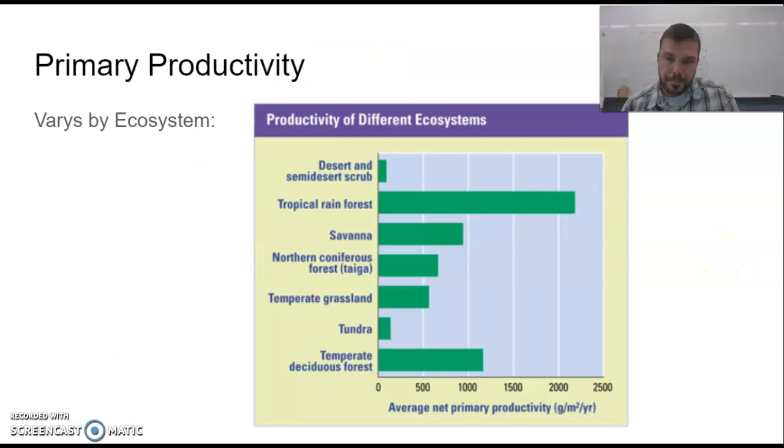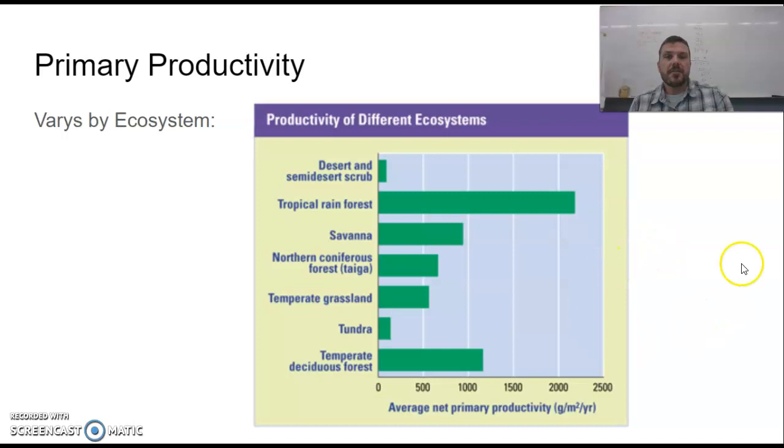So I want to jump back to an idea that I just talked about a second ago, and that idea was the idea of primary productivity. Primary productivity is just how much energy is being produced in grams per meter squared per year. So how many grams of glucose is this particular ecosystem capable of producing per meter squared per year?